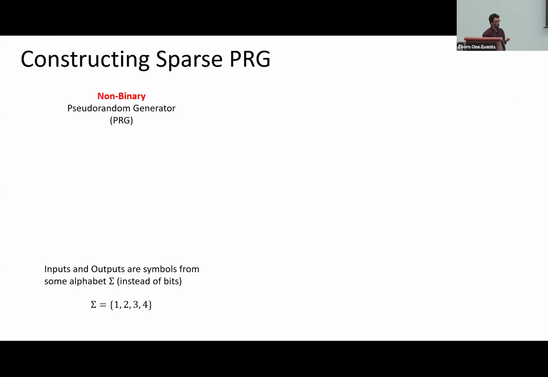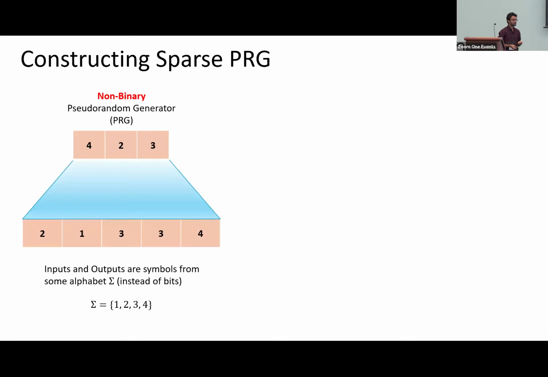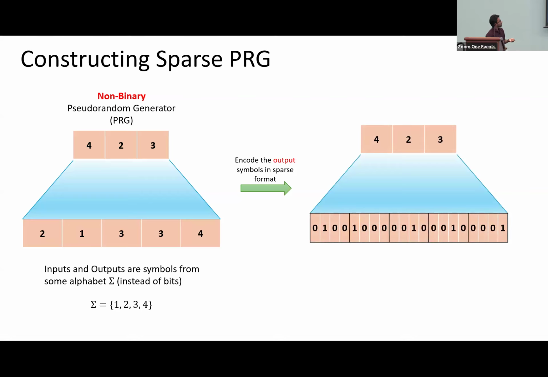So let's see what they are. So let's see what non-binary PRGs are as a first case. In non-binary PRGs, the inputs and outputs are no longer bits, but they are symbols from some alphabet set. Let's say the alphabet set is 1, 2, 3, 4. Now the seed will have random symbols from this alphabet set, and the PRG will expand it into a pseudo-random set of symbols from the same alphabet set. Now, one starting observation is that if we just encode the output symbols of this non-binary PRG in a sparse unit vector format like this, then we directly get correctness and security for free.